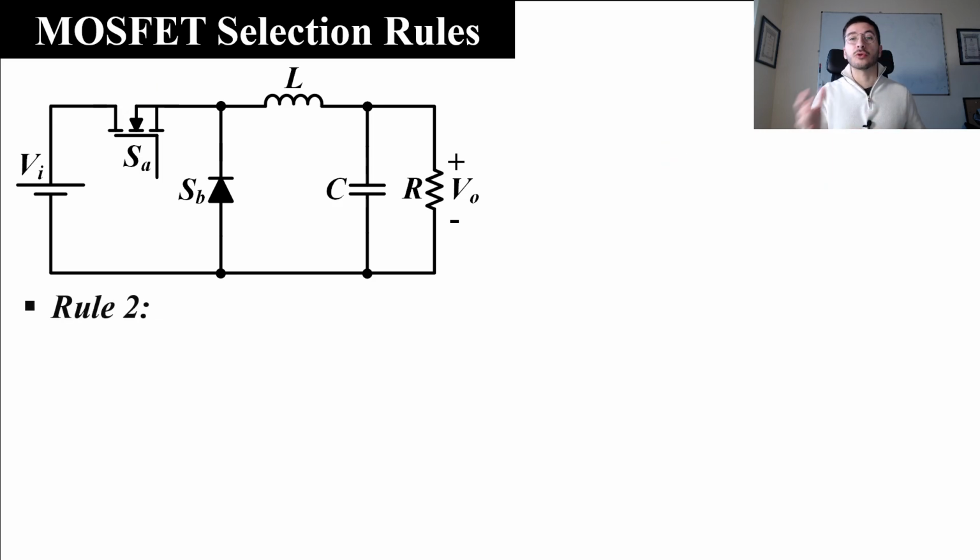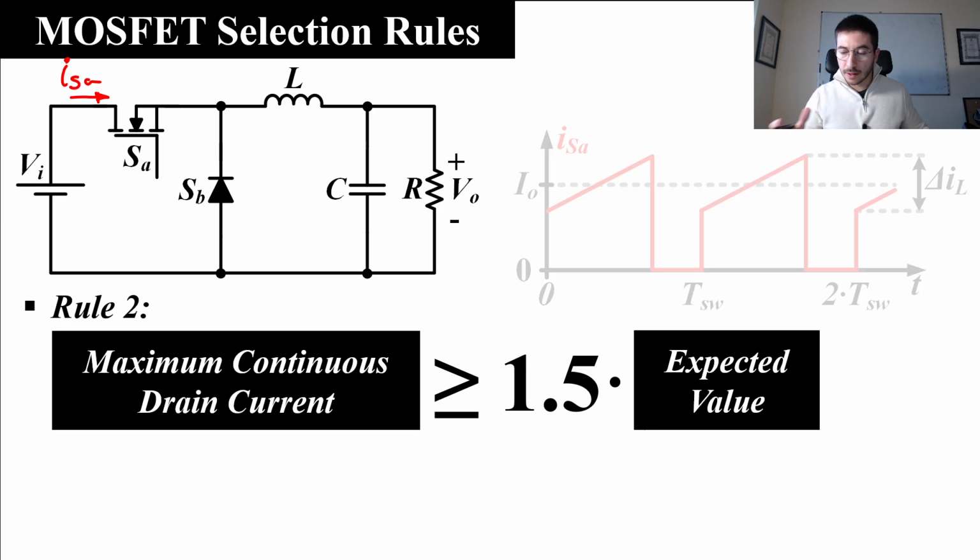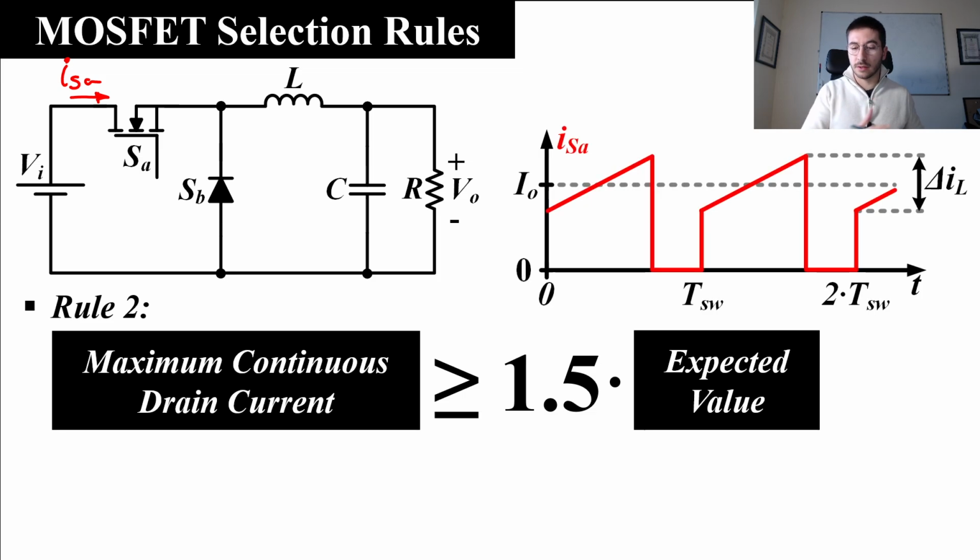Second rule, the second rule is about the current through the switch, in particular about the average current through the switch. We measure the current in this way, and the second rule is the maximum continuous drain current must be equal or higher than 1.5 the expected value in our particular design. We already analyzed the current through the switch, through the MOSFET. The waveform is this one, and in that video we already talked about the average value of that waveform.